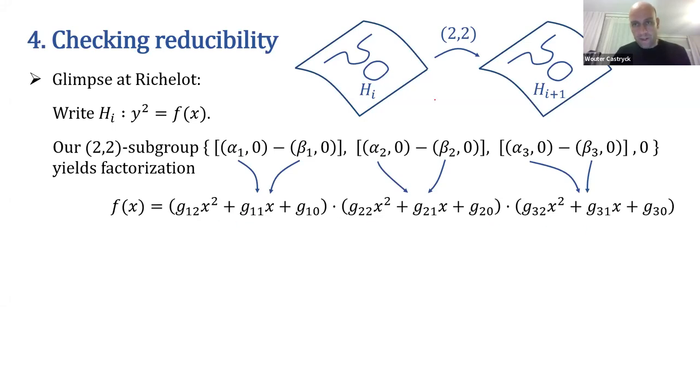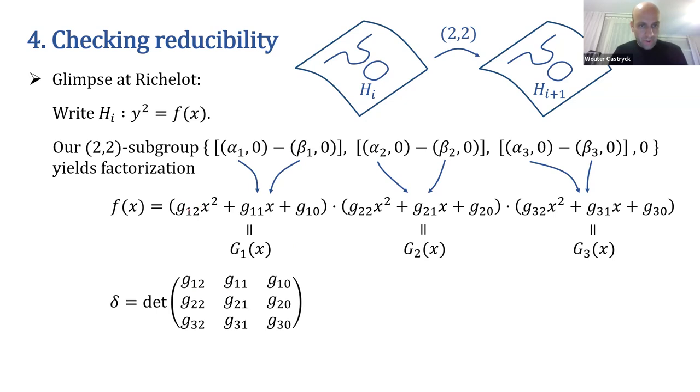Okay, and actually the maximal isotropy condition, in this case, really amounts to saying that these three pairs of two points are disjoint. So you really get the full factorization of f of x. And then the formulas by Richelieu are very explicit. Once you have this factorization, you put the coefficients of these quadratic factors in a matrix and compute a determinant. That's exactly this delta that we mentioned on the previous slide.